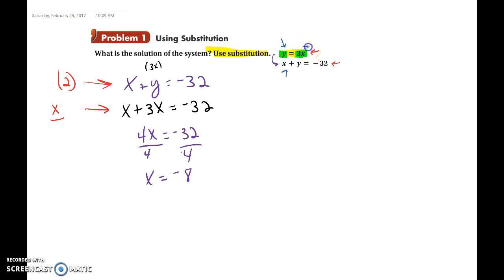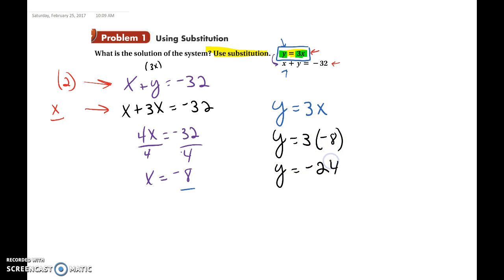Since this one is already set equal to y, I'm just going to substitute it in there. So y is equal to 3 times x, or since x is negative 8, y is equal to 3 times negative 8, and y is then equal to negative 24. So the solution that satisfies both at the same time is when x is negative 8 and y is negative 24. And we can plug them into our 2 equations to make sure that they work.